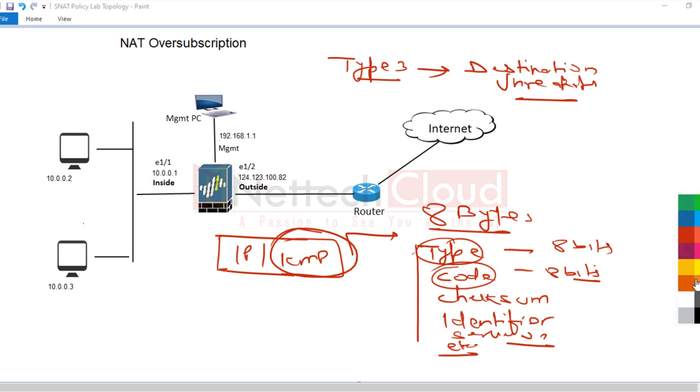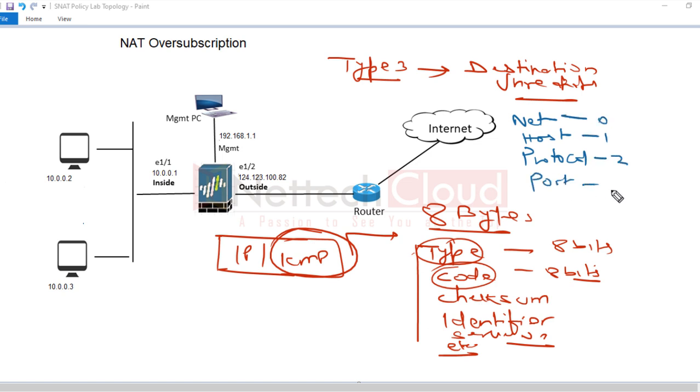But in destination unreachable itself, there can be host unreachable, network unreachable, destination host unreachable, protocol unreachable, port unreachable. For that there are different codes. Type 3 code 0 means destination net unreachable. Type 3 code 1 means destination host unreachable, and so on. In ping also, different types and codes are used for echo request and echo reply.